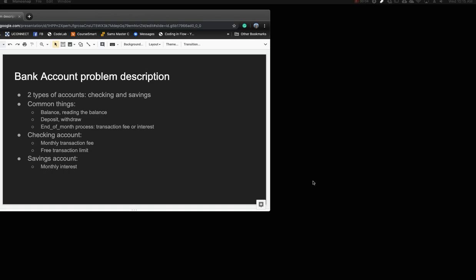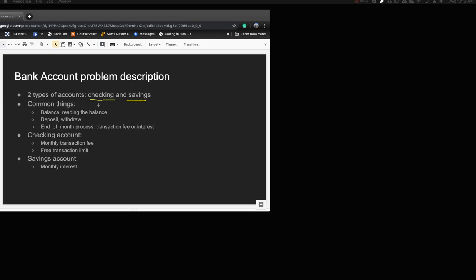In this lesson, we are going to study more advanced topics related to class inheritance. So let's consider a problem which is a bank account. We are going to simulate bank transactions as follows. The bank provides two types of bank accounts, checking account and the savings account.